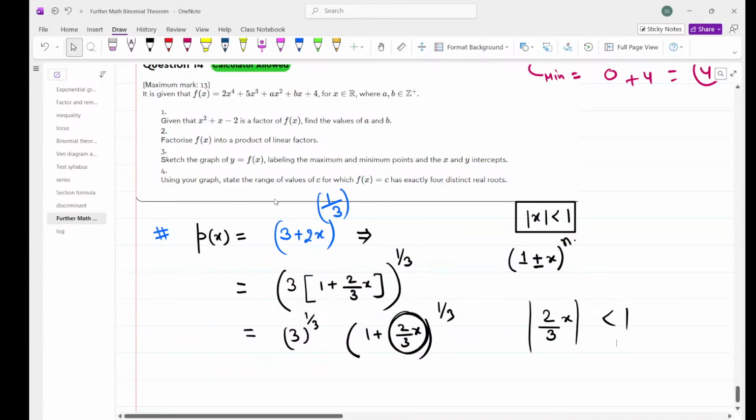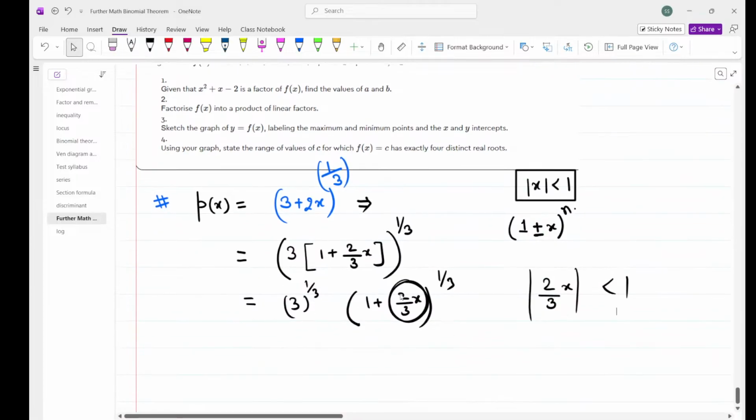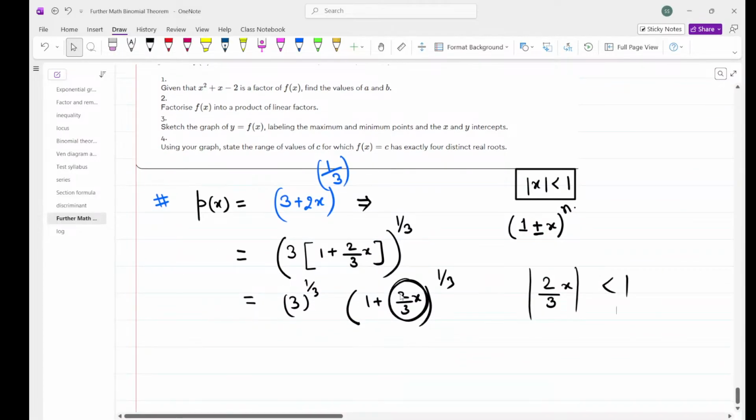Okay, so you use it like that. Why don't I just do modulus of 2x is less than 1? What's the difference? Very good question. Can you tell me why?